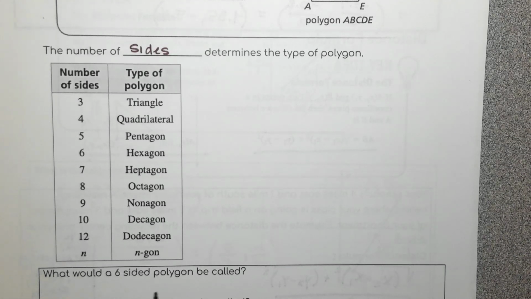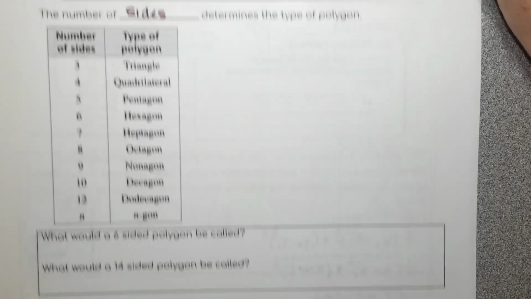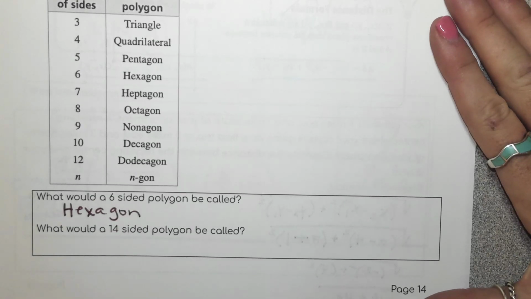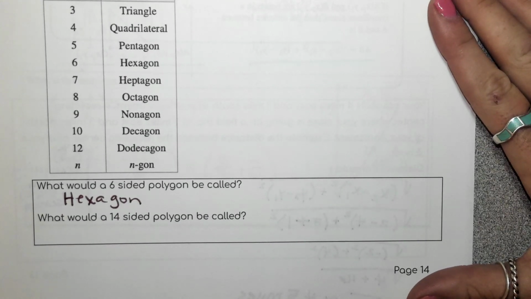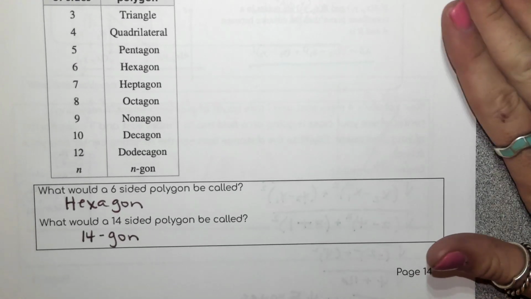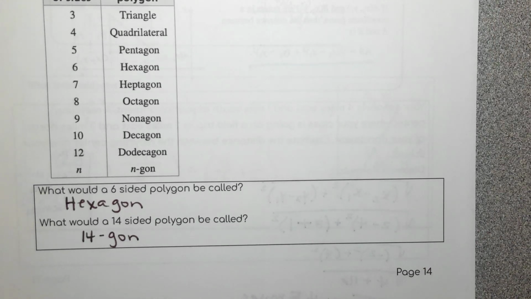Okay? So what would we call a 6-sided polygon? A hexagon. What would we call a 14-sided polygon? So the n is the number of sides, so this would be a 14-gon. Whatever the number of sides is, that's n. So if it was a 64-sided shape, it'd be a 64-gon. Anything more than 12, we just put the number there. Alright, go ahead and flip the page. And we're going to look at the types of shapes we can have.